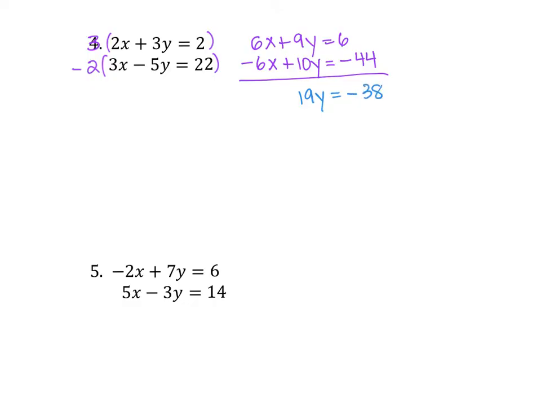Even though these numbers look a little big, once I solve it, they normally turn out pretty nicely because I try not to give you terrible numbers. 38 divided by 19 is actually 2, so y equals negative 2.